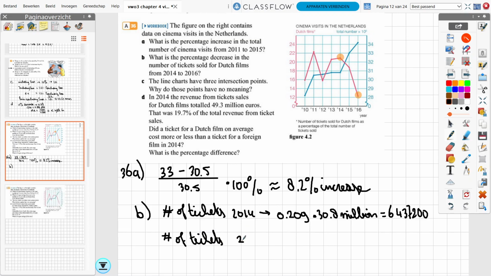Then the amount of tickets in 2016. Take a look at this number here, which the book says is 12.3. So you get this. Multiply that with this amount, 34.3 or 34.2, whatever you read off. And although this amount here is higher, you see that the percentage is that much lower that you actually get a lower number.